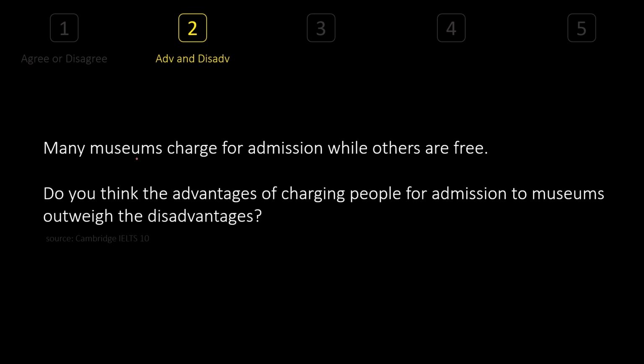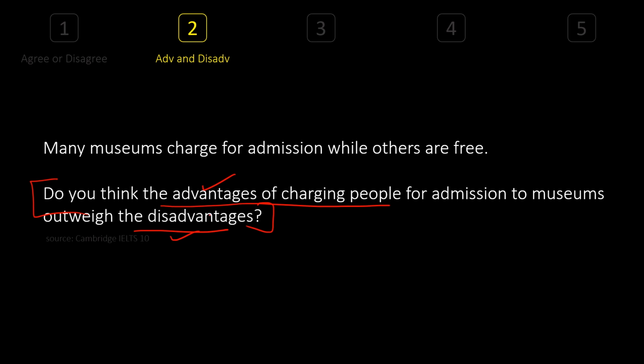Okay, here. Many museums charge for admission while others are free. Do you think the advantages of charging people for admission to museums outweigh the disadvantages? Here, they have asked a question clearly. Do you think the advantages of this are more than the disadvantages? Now, your answer should be very clear because they have asked you a question. Not to mention, they haven't told you please talk about advantages and disadvantages or something, but they have asked you a question. Do you think this is better?